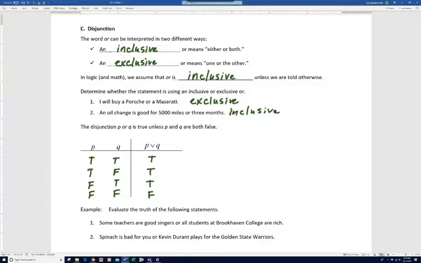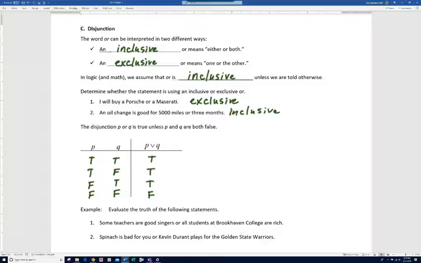So let's make sure we have this down. With an and statement, they're usually false. The only time an and statement is true is when both statements are true. With an or statement, they're usually true unless both statements are false. All right, so let's look at a couple of examples down below.